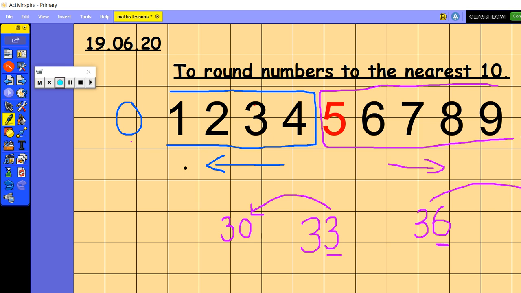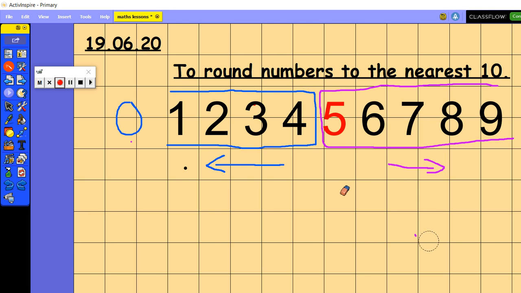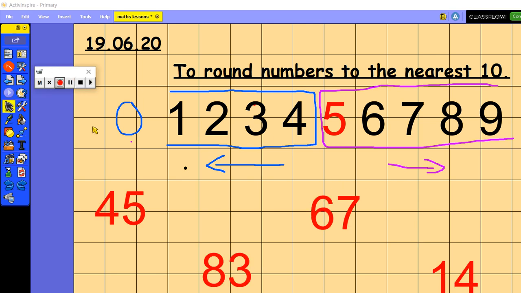Huge well done for having a look at those numbers. I'm going to write some numbers for you, and you're going to have a go at seeing if you can round those numbers to the nearest 10. So have a go at rounding these numbers that you can see at the bottom to the nearest 10. Remember, it needs to be a tens number that ends in 0.